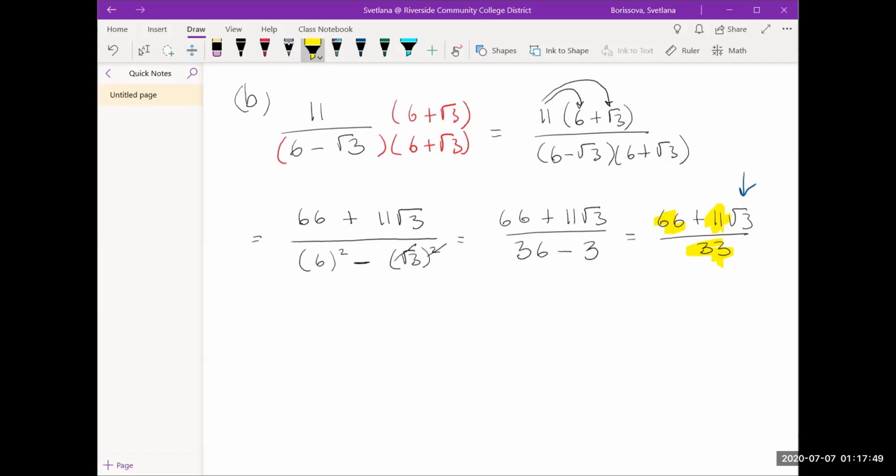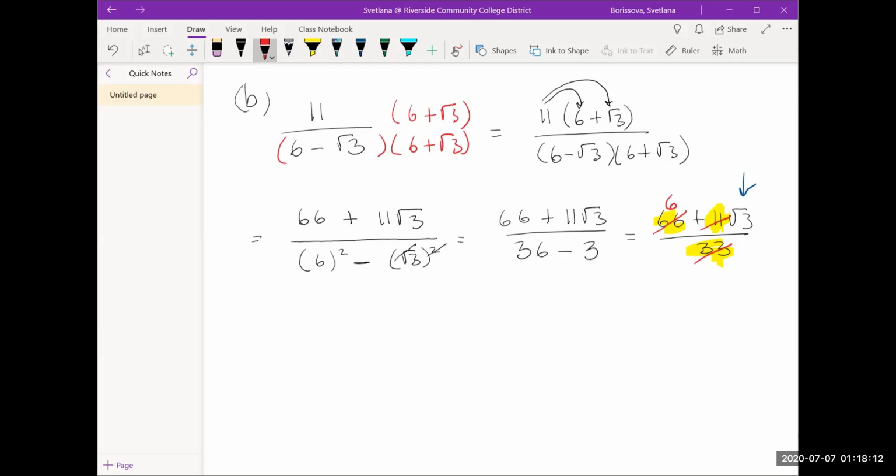So what can we say about them? 66, 11, 33. So would it be by 11? Right, that's right. In this case, all 3 can be divided by 11. And as I said before, it's either all of them or none of them. So I'll cross them all out and I'll divide by 11.